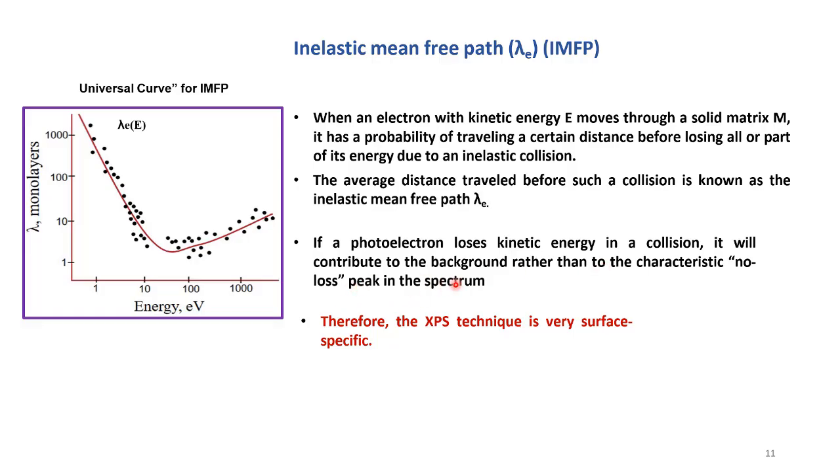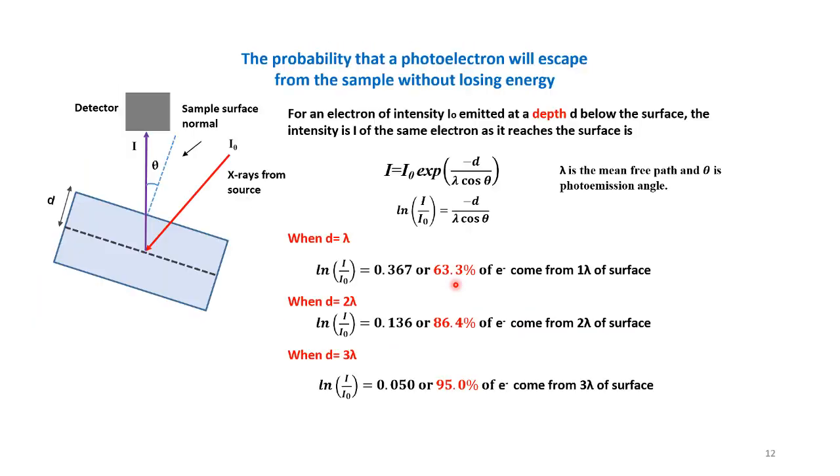If it loses the kinetic energy, that means it will not move. So the photoelectron will not move, and it will contribute to the background rather than a characteristic peak, so it will not give us the information as such, but will rather be a background signal. Therefore, the X-ray technique is very surface specific. The beam will not go very deep into the sample, but it is more of a surface specific technique. These are some of the formulas associated with the inelastic mean free path.